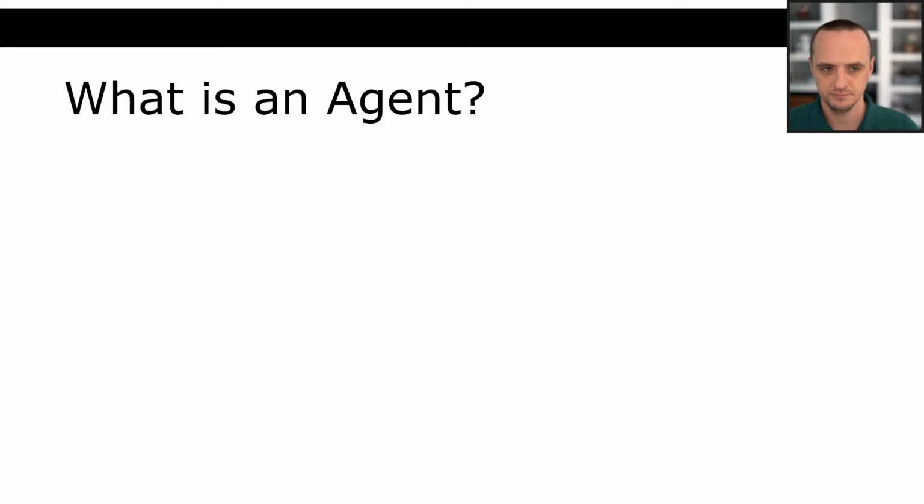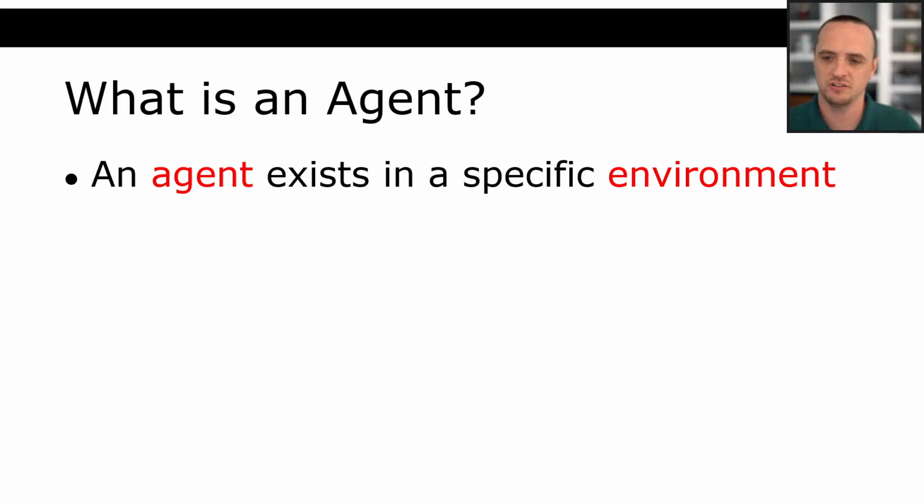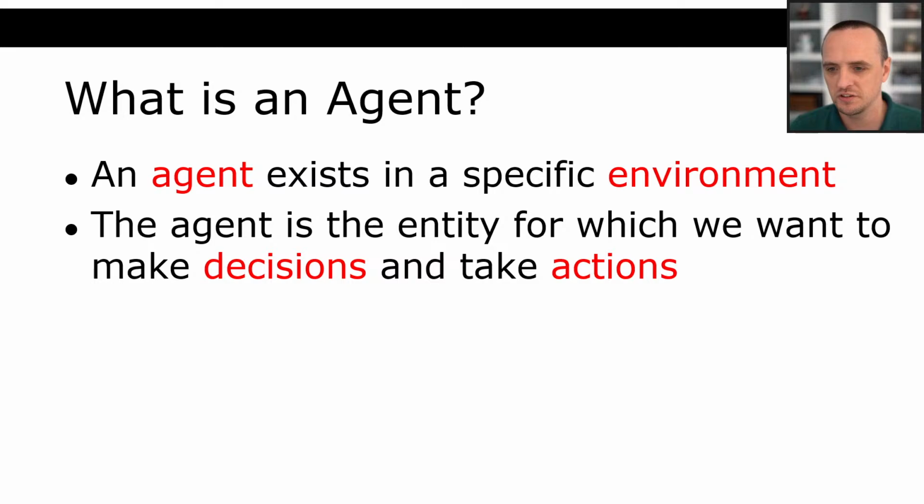First of all, what is an agent in terms of artificial intelligence or this course at the very least? So an agent is something that exists in a specific environment. Like, I am an agent in the real world, okay? An agent is the entity for which we want to make decisions and take actions. So artificial intelligence is all about decision making. The output of the algorithms that we learn in this course will be decisions that agents are going to take.